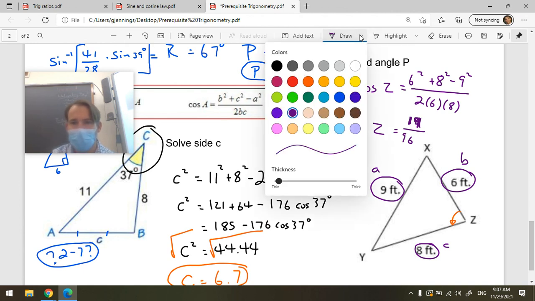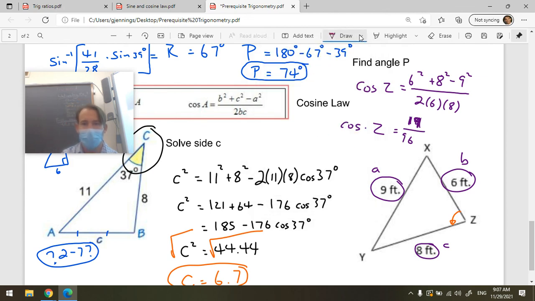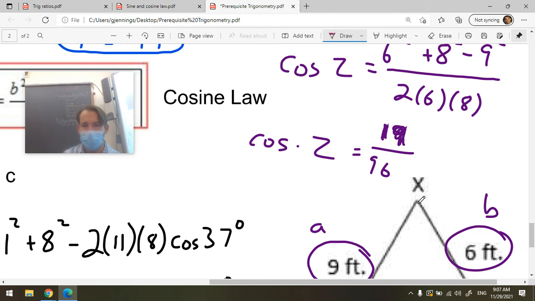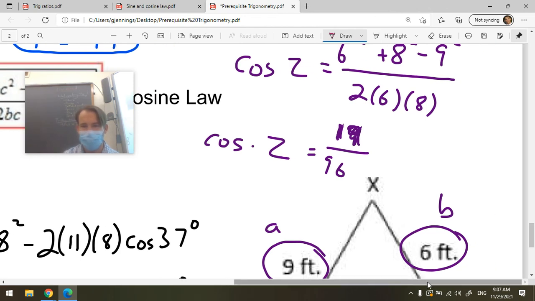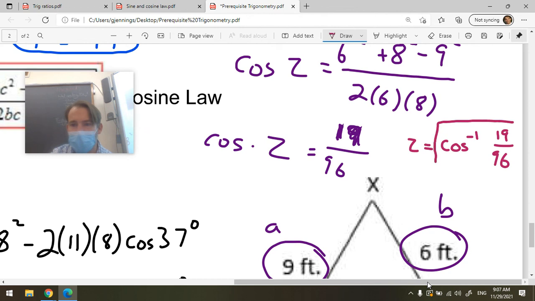I'm going to do it in another color because I'm kind of running out of space, because I really tried to give you a one-pager today. So I'm going to zoom in so I have more space to write. It will give me this line here. The z is equal to the inverse cosine of 19 over 96. That's what I punch on the calculator to solve this problem.